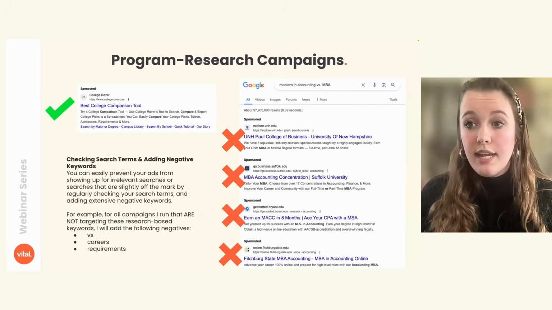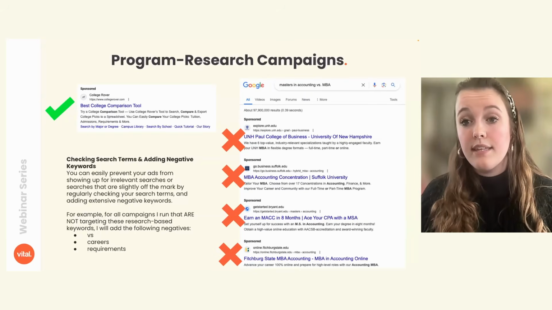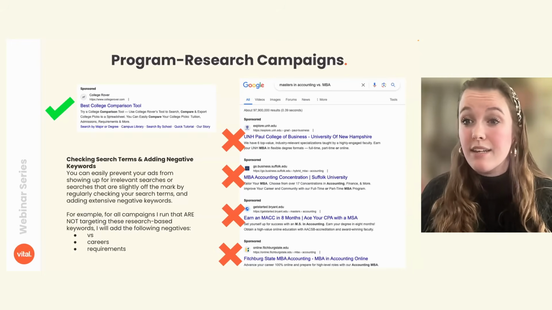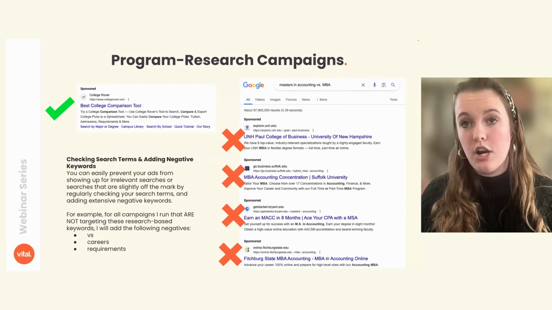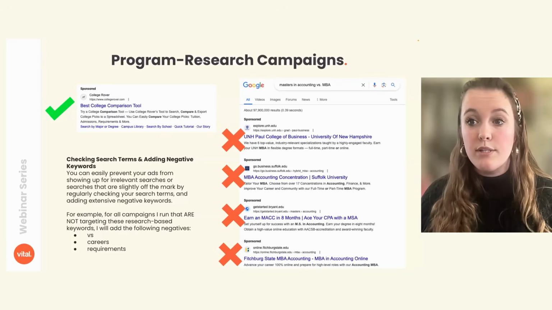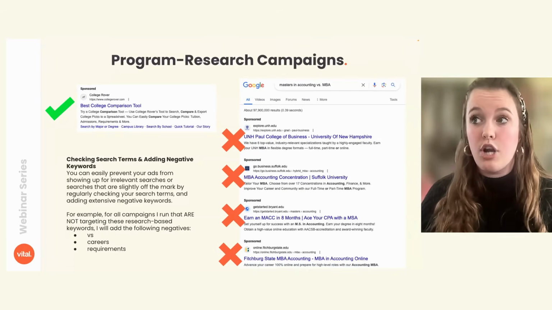So this is an opportunity as the advertiser to really tighten up your campaigns. If you are pushing a campaign that's looking for those students ready to enroll in a program, you might want to add some negative keywords related to these research terms. So things like versus, careers, requirements, anything that you know is more close to the middle or top of funnel, you want to remove from those bottom funnel campaigns, which is what these ads are showing.